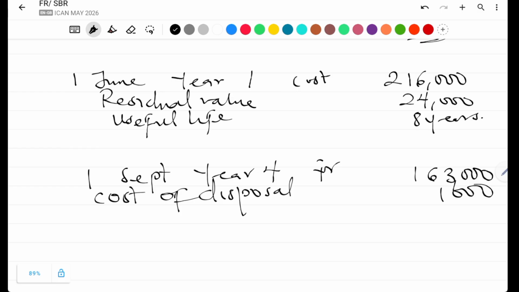So it says that it is the company's policy to charge a proportionate amount of depreciation in the year of acquisition and the year of disposal in accordance with the number of months for which the asset was held. What's the gain or loss? Okay, pretty simple. How do we determine the gain?